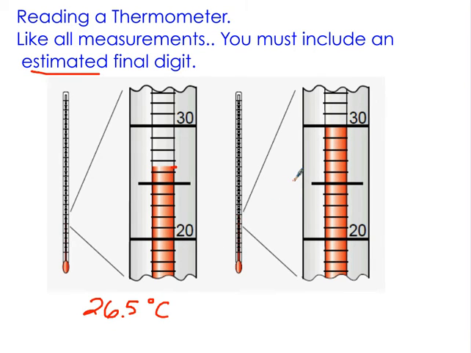Cool, let's try this one. Well, easy enough. It looks like it's right on 30. Even though it's right on 30, you need the estimated digit. My estimated digit would be 0, so 30.0, because it looks to me like it's right on it. Okay? So that's how you would use the thermometer. Pretty easy.